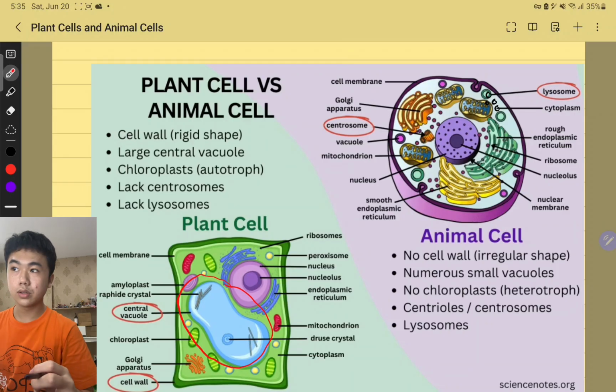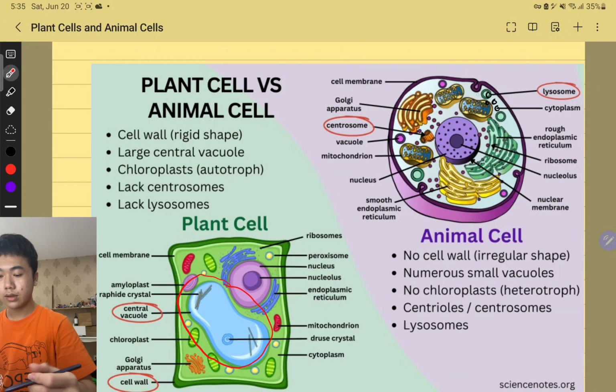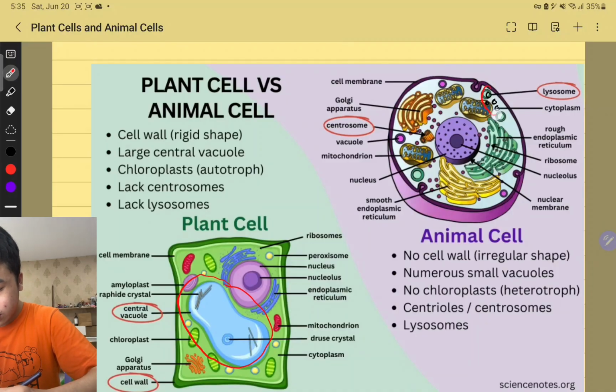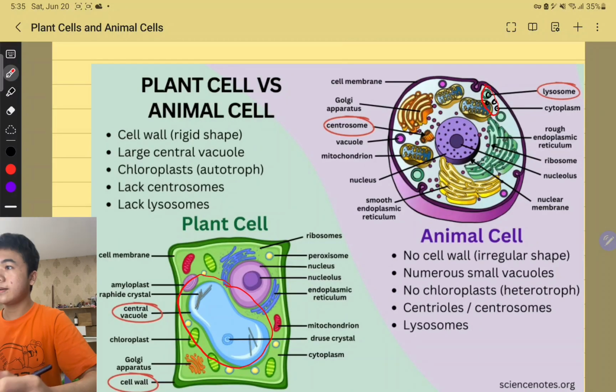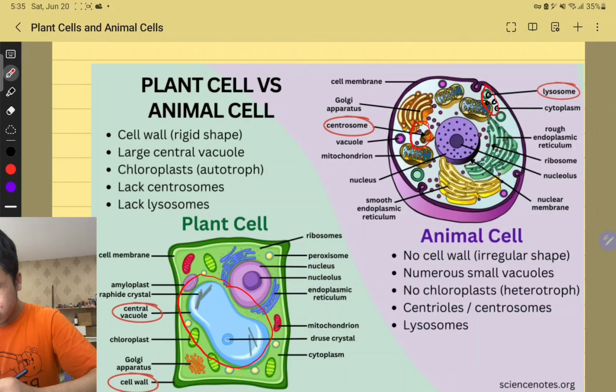And moving on to lysosomes, these organelles contain digestive enzymes that break down waste materials, damaged organelles, and unwanted substances within the cell. These small things are lysosomes, as you can see. And moving on to centrioles, they help organize spindle fibers during cell division, allowing the cell to divide properly. And this is the centrosome, as you can see.